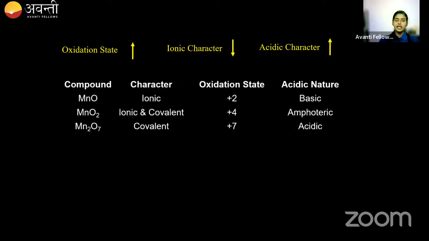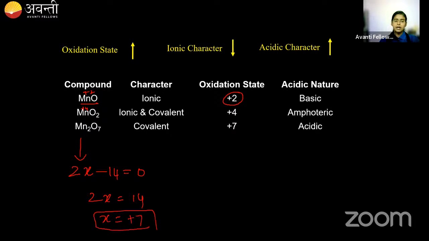So you see here, I have 3 compounds. One is MnO, the other one is MnO2, the third is Mn2O7. So in the first compound, the oxidation state of manganese is +2. And in the second compound, it is +4. And in the third compound, it is +7 because we have 2 manganese. So 2x, 7 into -2 is -14, which is equal to 0. So 2x is equal to 14. X is equal to 14 by 2 is +7. Okay. So the manganese oxidation state in the third compound is +7.